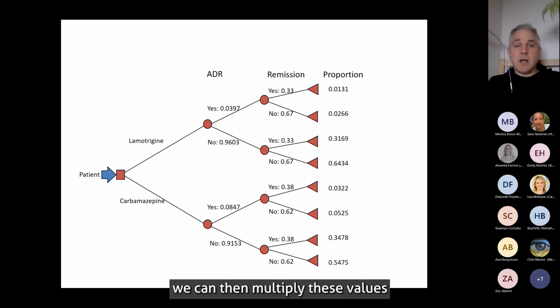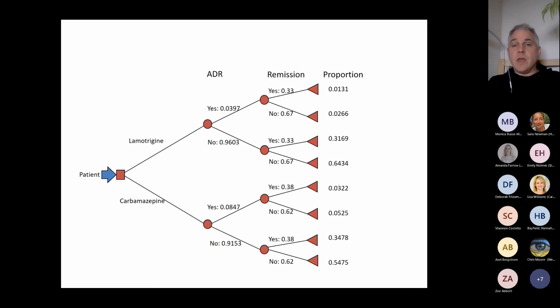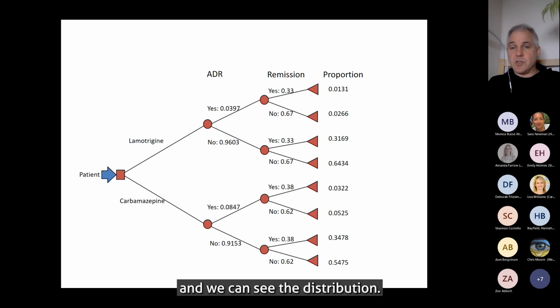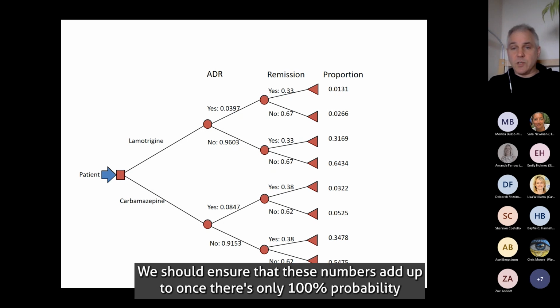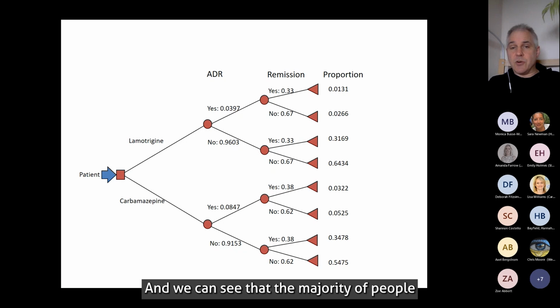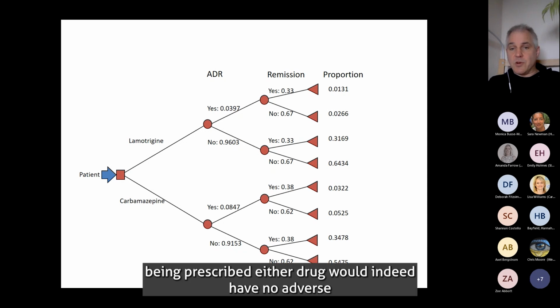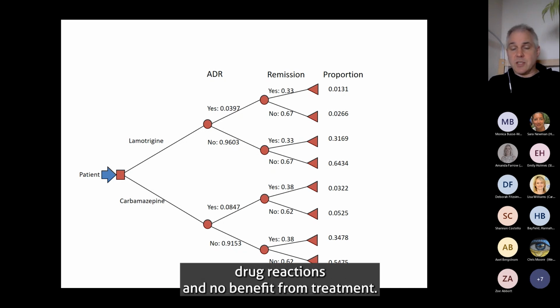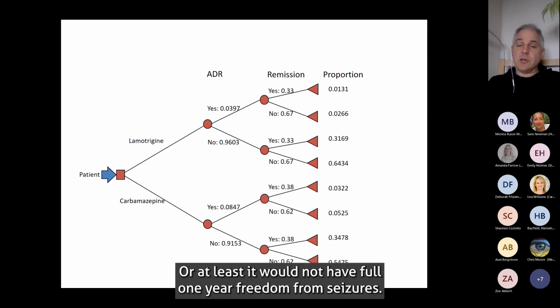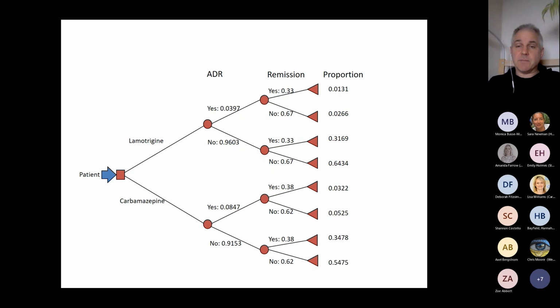We can then multiply these values to understand the proportion of people in each of the 4 outcome categories following either treatment. And we can see the distribution. We should ensure that these numbers add up to 1, so there's only a 100% probability linked to the 4 possible consequences for each drug. And we can see that the majority of people being prescribed either drug would indeed have no adverse drug reactions and no benefit from treatment. Or at least it would not have full 1 year freedom from seizures.